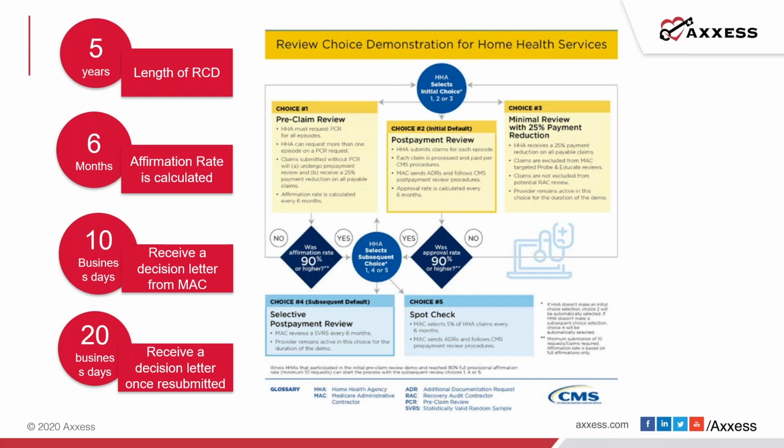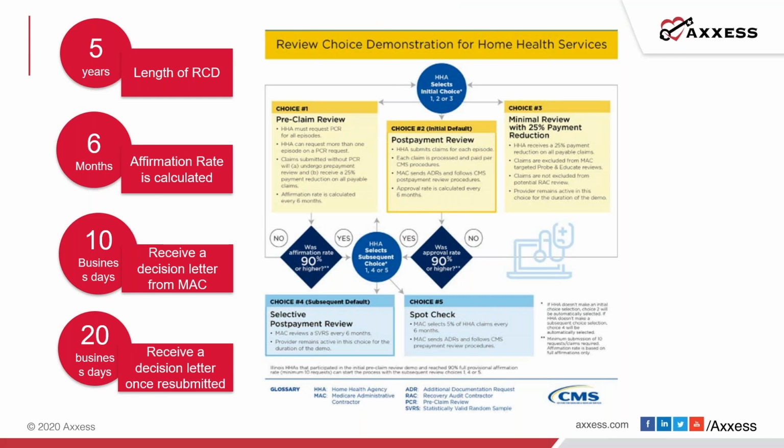Instead, the cycle for each period where an affirmation rate is determined will be 6 months. So every 6 months, your affirmation rate will be calculated if you chose pre-claim review. Your claim approval rate will be calculated if you chose post-payment review, and that will be the time at which you have to make another selection.